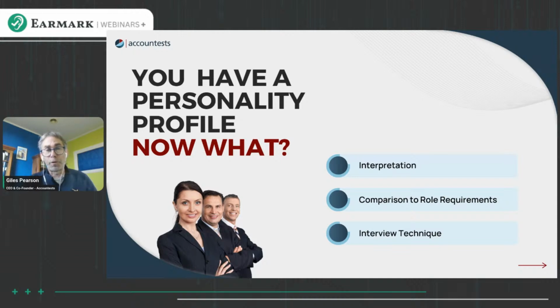What is the ideal profile? Certainly some of the personality profiles will give you an ideal profile for the role, and then you can compare your candidate to that ideal profile and look for the biggest gaps. And we talked about interviewing, but when you're talking about competency-based interviewing, this is what people mean: using the right questions on the right topics.